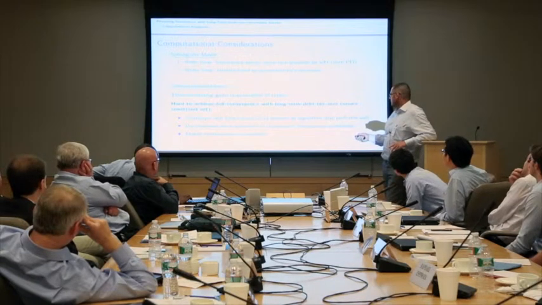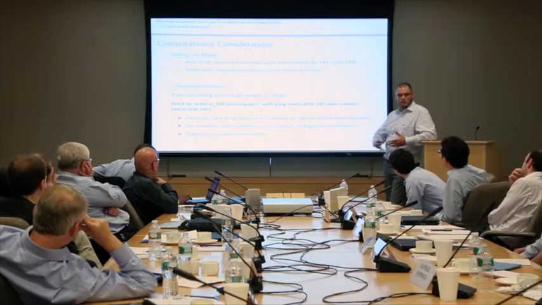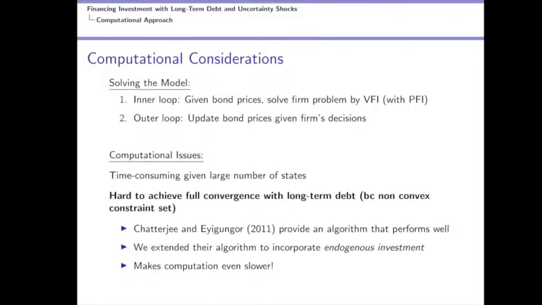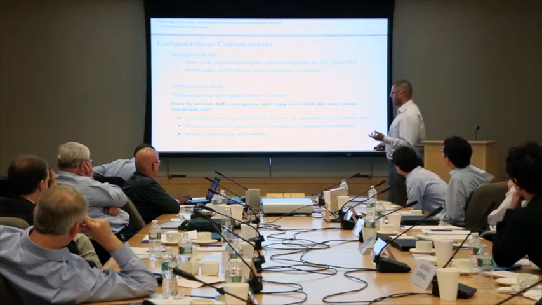And then it has been shown in the literature that it's very hard to achieve full convergence, and I actually experienced it. We've been working on this for a long time. The reason for this is we have a non-convex constraint set. So if you plot the constraint set, you'll see that it's non-convex. So the numerical solution will oscillate between different areas of the state space. This has been very well written.